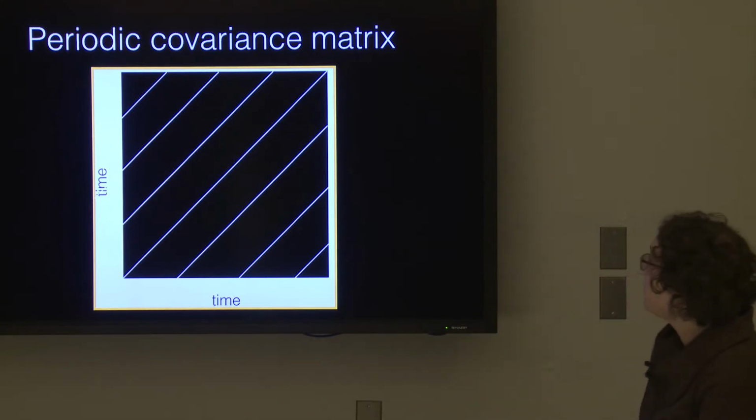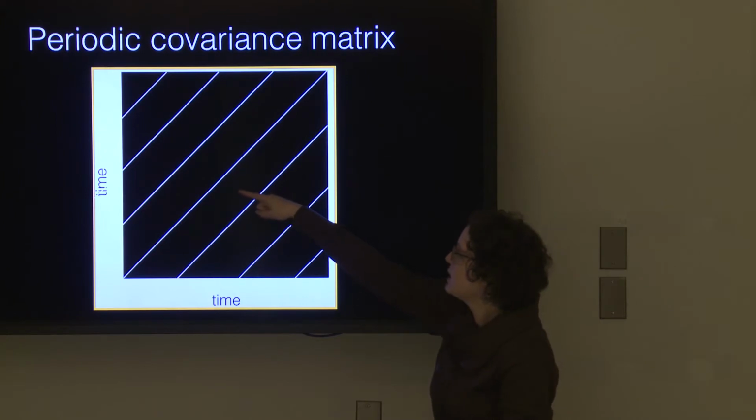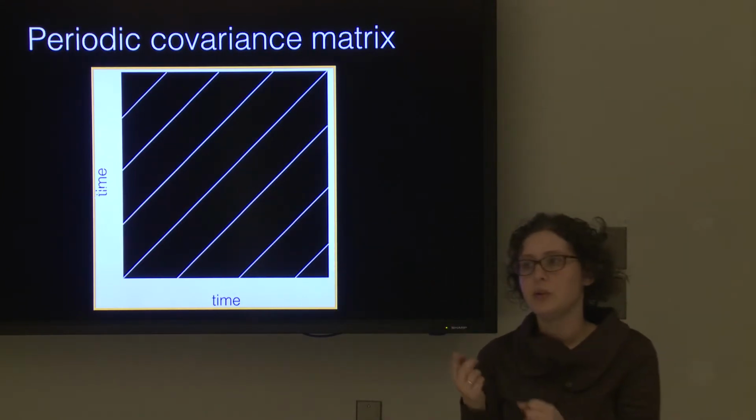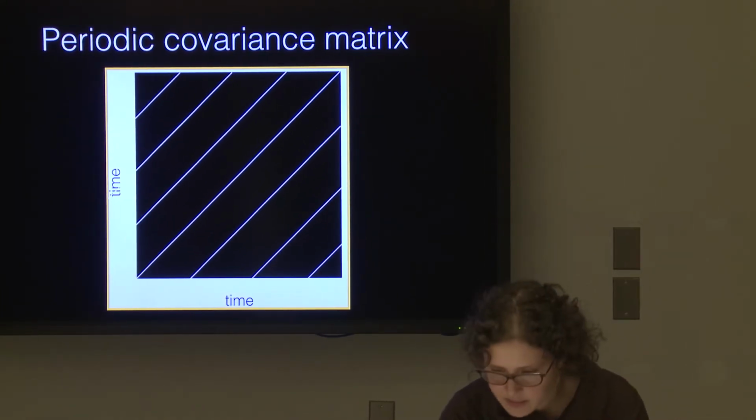You can also have a periodic covariance matrix where, say, you're related to things a rotation period away from you. That can be good if you have a rotating star that has spots, and that's a big source of noise.